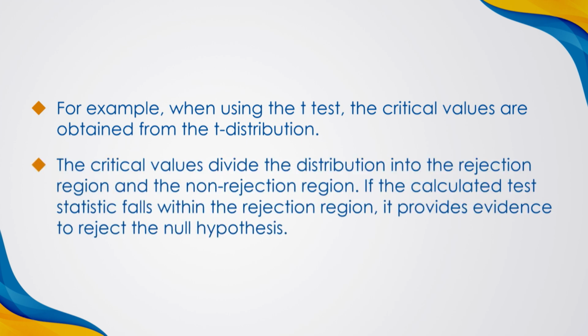The critical values divide the distribution into the rejection region and the non-rejection region, that is, the acceptance region. If the calculated test statistic falls within the rejection region, it provides evidence to reject the null hypothesis.